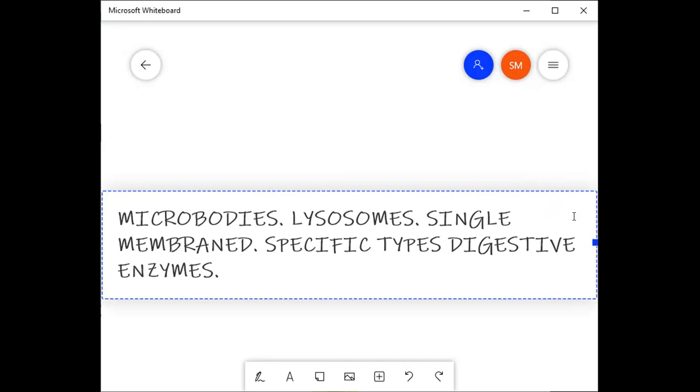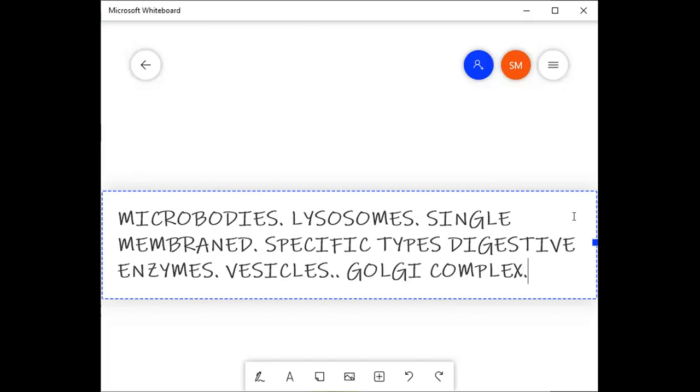One similarity is that they are single membrane. Then the second point is that they have specific types of digestive enzymes present in them. Then they are vesicles. Vesicles means that they are enclosed inside a membrane and they have some liquid content. Although the enzymes that they contain are different from the enzymes of the lysosome, they have their own specific functions in plants and animals. Then they are also produced from the Golgi complex, just like the lysosomes.